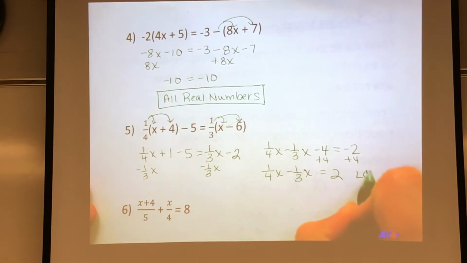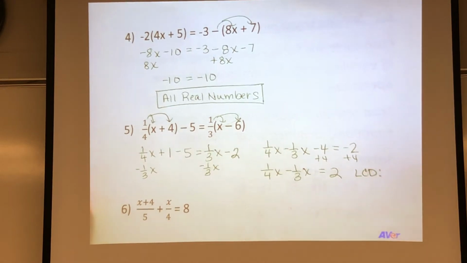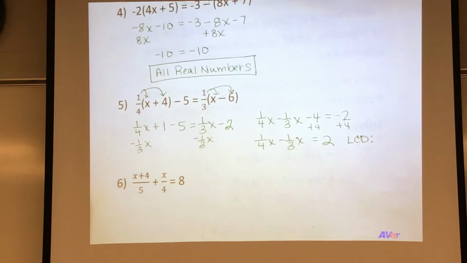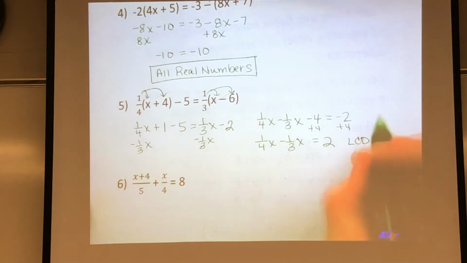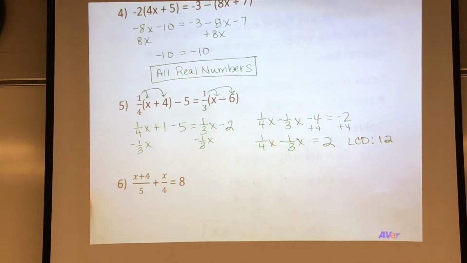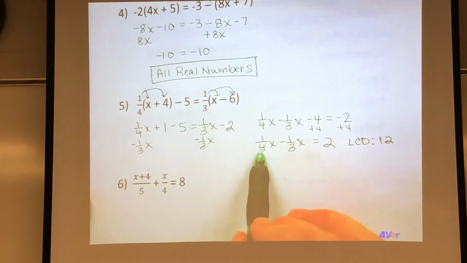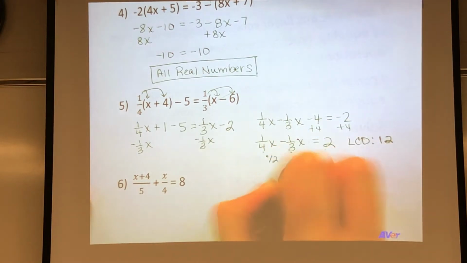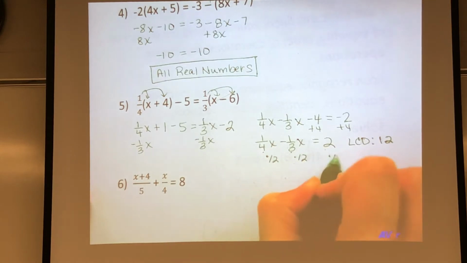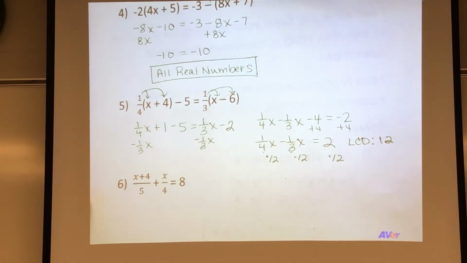So LCD, least common denominator, what number do both 4 and 3 multiply into? What are they factors of? Well, both 4 and 3 multiply into 12. So what you can do is you can multiply every single term by 12. You multiply this by 12, this by 12, and this by 12. You'll eliminate all of the fractions.